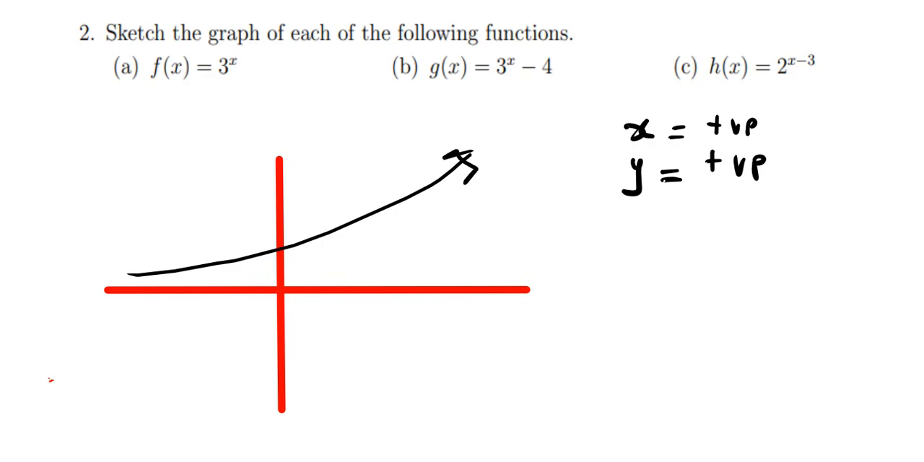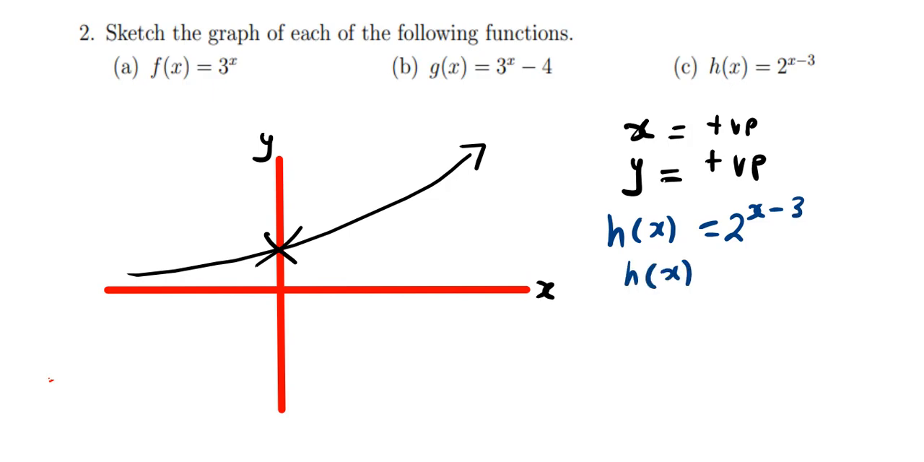Since it's going in that direction, it's going to cut the graph at this point, and that is the y-intercept. On the y-intercept, x is equal to 0. So we're going to write h of x is equal to 2 to the power x minus 3. To find that point, since every x value on the y-intercept is 0, we're going to say 2 to the power 0 minus 3.